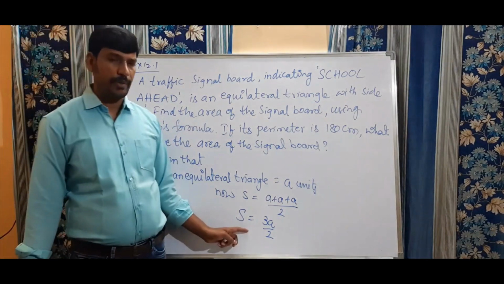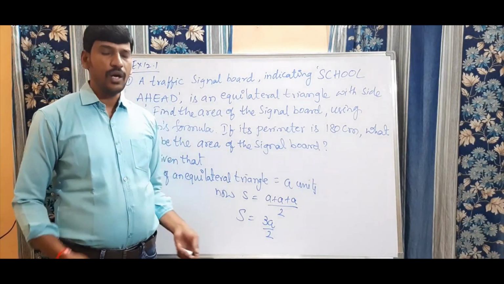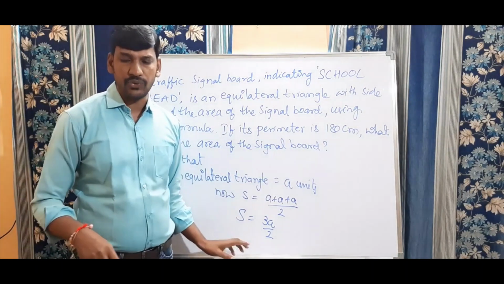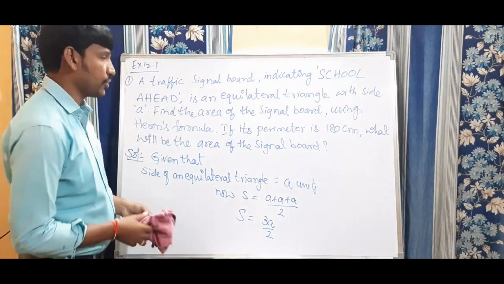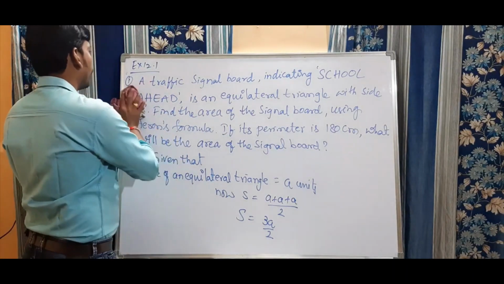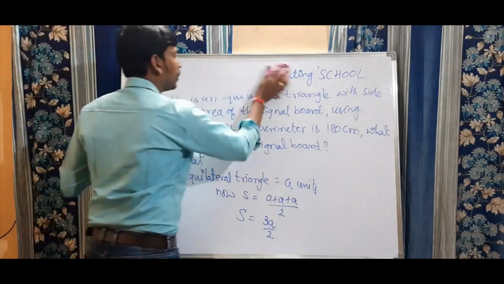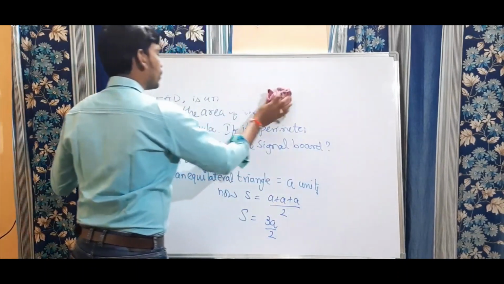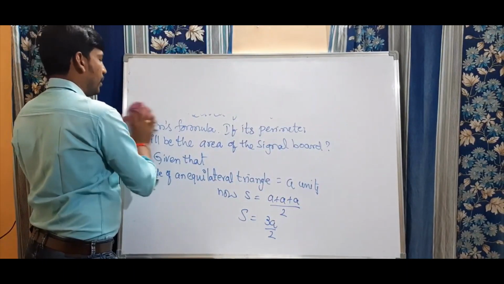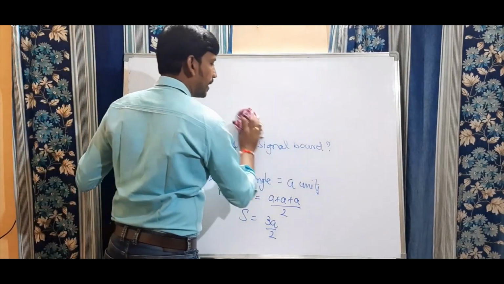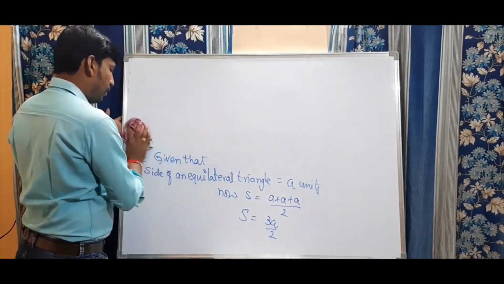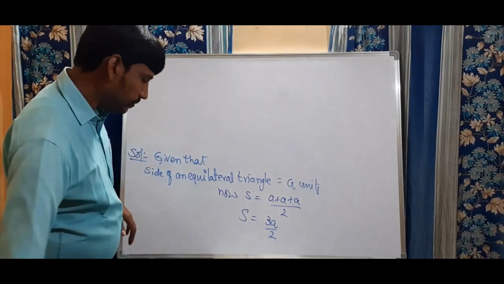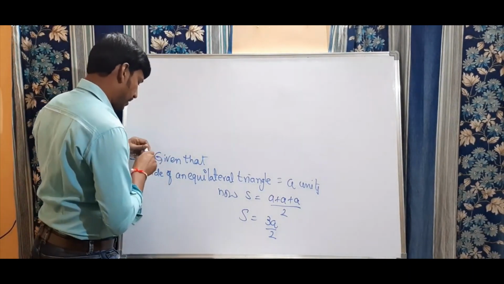That is the semi-perimeter. So by using this, we will substitute this s value and all these sides in Heron's formula. You will get the solution, that is the area of the signal board. Clear, my dears? Now see this here. So what is Heron's formula? That is square root of s into s minus a into s minus b into s minus c. Is this clear? So now, it is given that here.